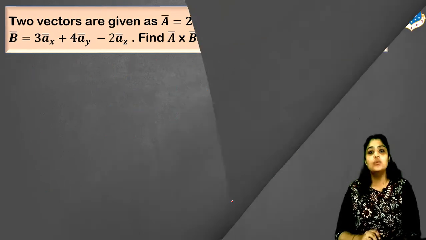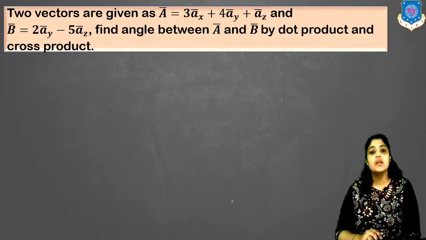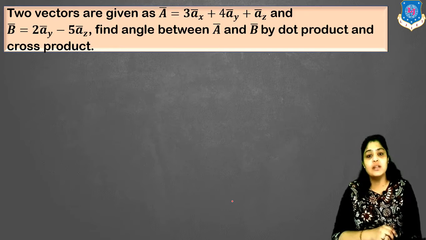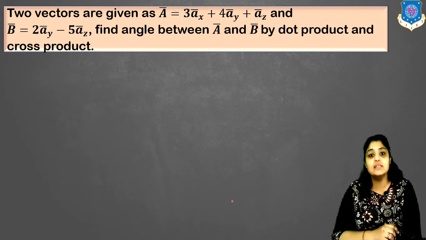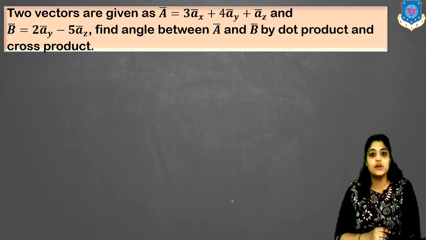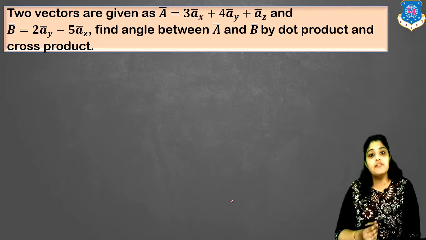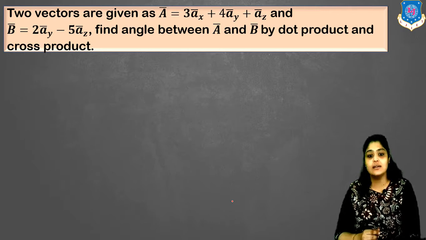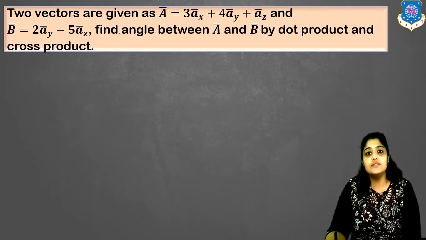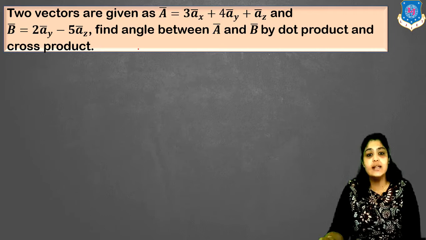Now let's move on to one more type of numerical wherein we have been given two vectors. We have to find the angle between these two vectors by using dot product and cross product. So I'll divide this question into two parts. First, we'll find the angle theta by using dot product and then by using cross product. So let's start.